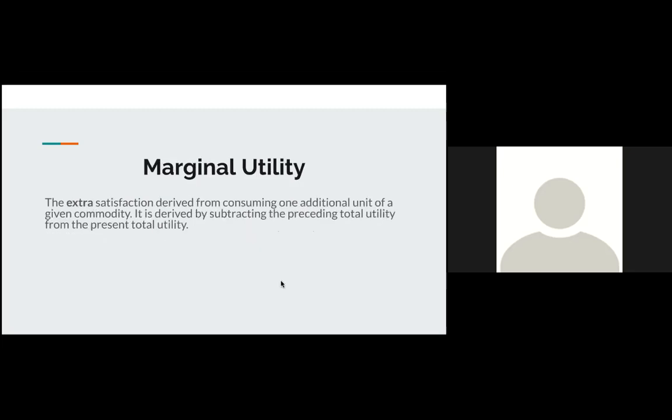Marginal utility, on the other hand, is the extra satisfaction that you get from consuming an additional unit of a given commodity. So let's say that you consumed a piece of cake and your utility was 10. Then you consumed an extra piece of cake and your total utility increased to 12. Your marginal utility would be derived by subtracting the preceding total utility from the present total utility. So we'll do 12 minus 10, giving your marginal utility to be 2.